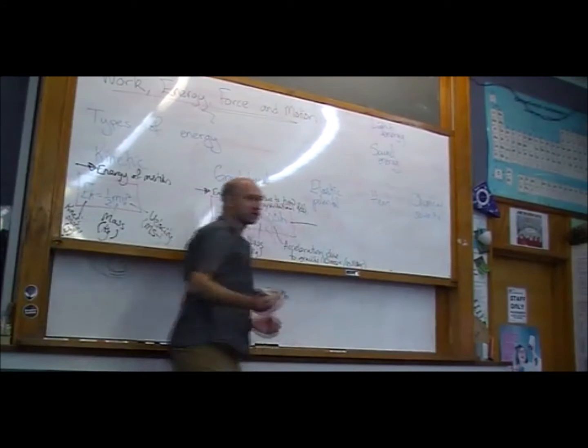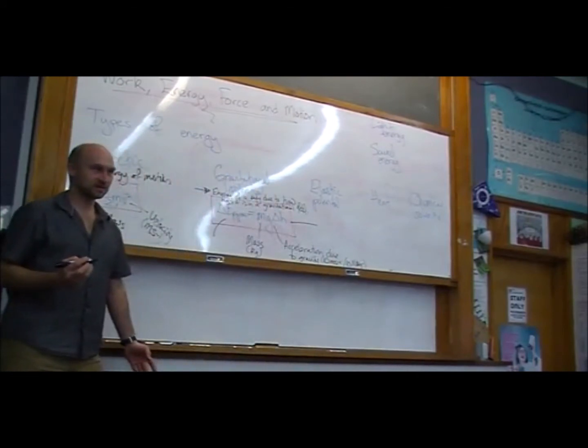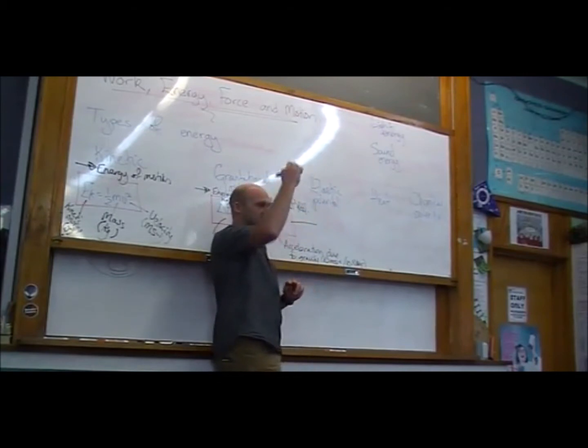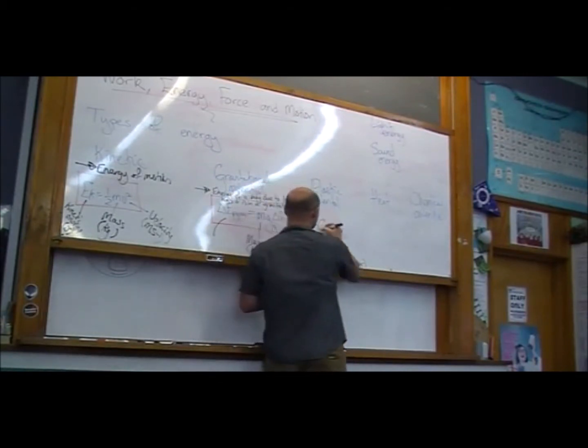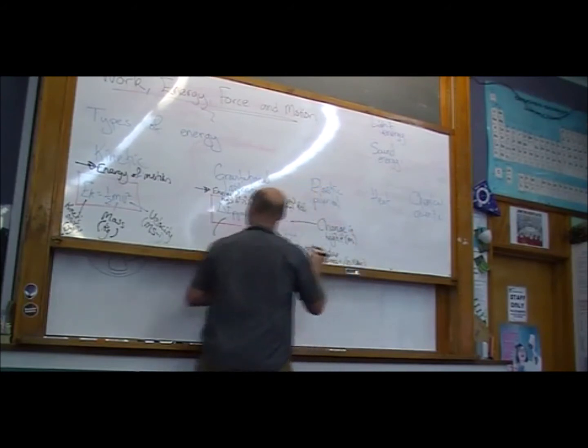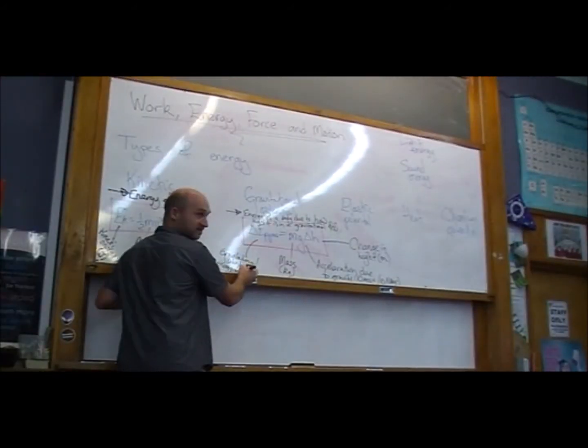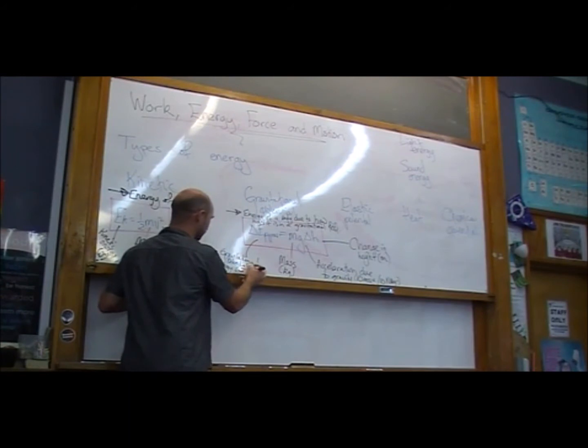Delta H means what? The change in height in the gravitational field. So not the height, but how much the height has changed by. What's that measured in? Meters. And gravitational potential energy is measured in joules.